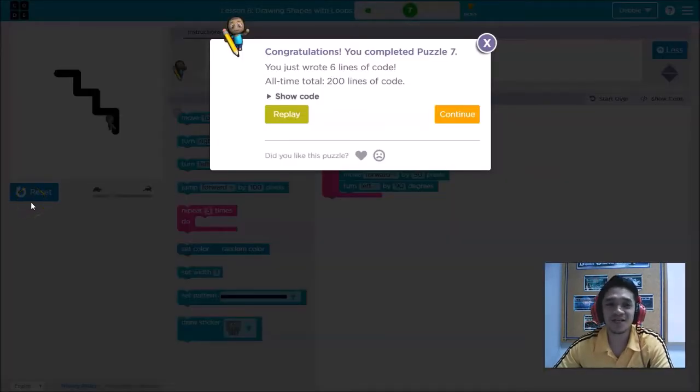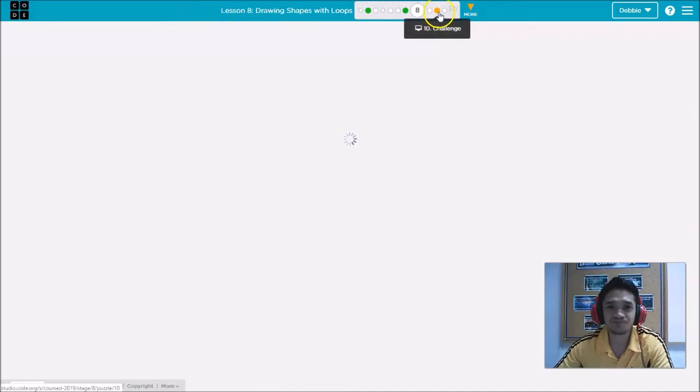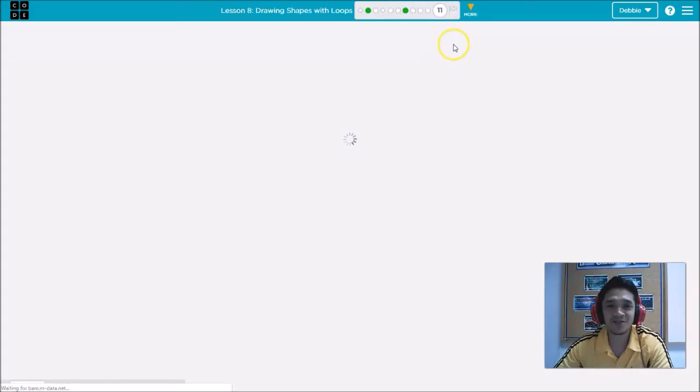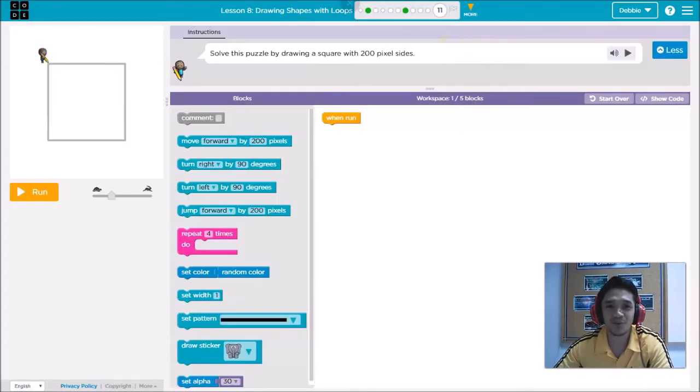Okay, you got it? So that is how to solve puzzle number 7 in lesson number 8. Okay, let's jump to practice number 11. I think this is very easy. Writing a square. Solve this puzzle by drawing a square with 200 pixel sides. Okay, are you ready now? So this line is 200 pixels.